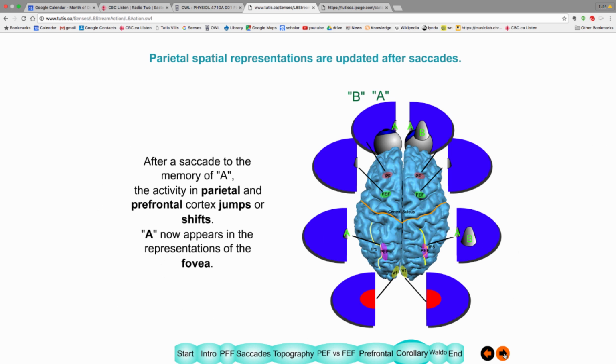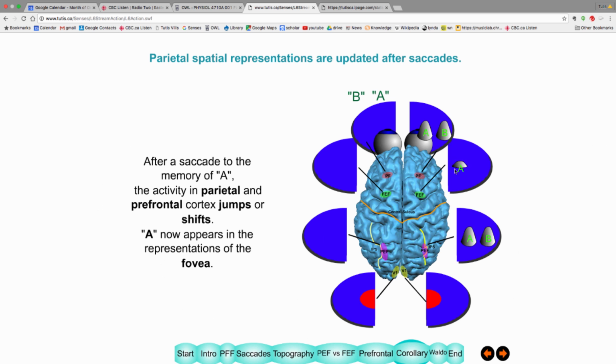Okay. When that happens, the memory of those objects gets shifted. As soon as you make the saccade to A, or the memory of A, your eyes are pointed to where A was. So your fovea is pointing to the object. So A is located where your fovea is.